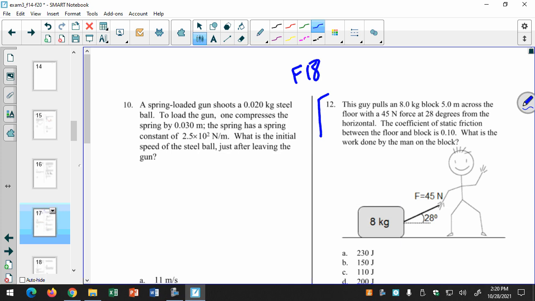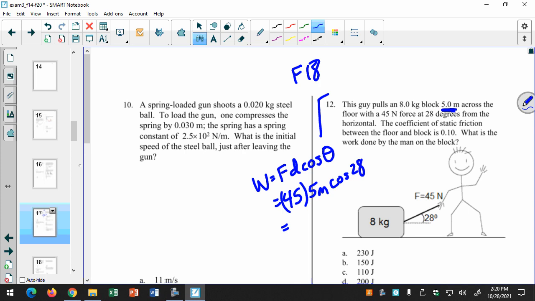This guy is pulling this block. And I want to know, what is the work done by the man on the block? So, I have this one force, 45 newtons, at an angle of 28 degrees. The quick answer is to say that the work done by the man on the block is F D cosine theta, where my force is 45 newtons. That's the force being exerted by the man, times my distance. He goes 5 meters across the floor, 5 meters, times the cosine of 28. And then whatever that answer is, is the answer to the question.